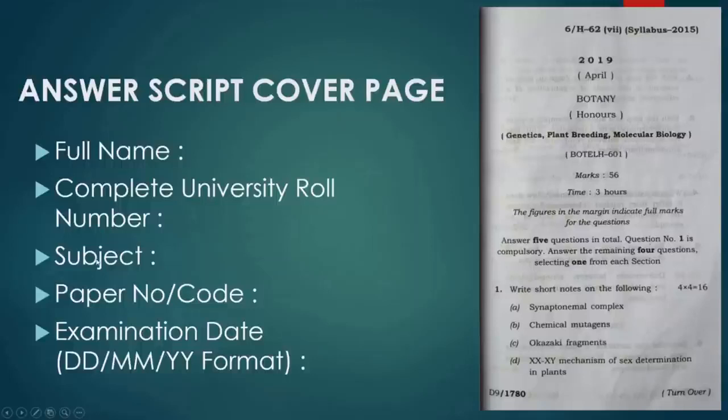So next to subject, for this particular paper, I will write botany. In your case, it may be physics, it may be chemistry, whatever. You will write your subject. At the same time, below this word honors, you will find in bold the name of the paper. So in this case, the subject is botany and the name of the paper is genetics, plant breeding, molecular biology.